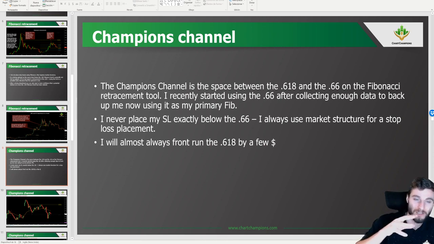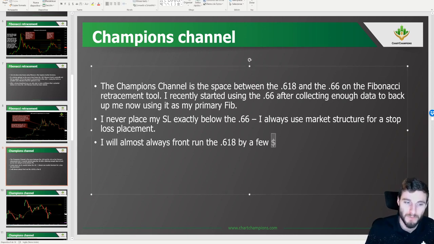So when you're looking for this trade, don't just buy on the 66 itself. You want a front run. As I've mentioned here, it could be only by a few dollars or a few sats, but you want to front run the 618. So you're generally going to have 3 entries potentially. If you like to ladder, then a front run of the 618, the midpoint of this channel, and then the 66 itself.